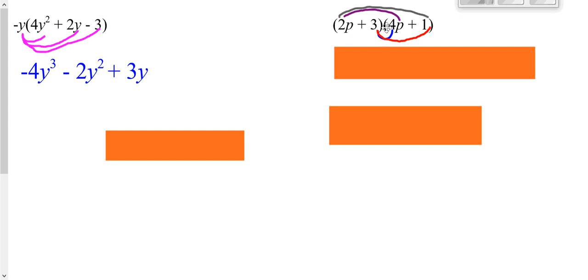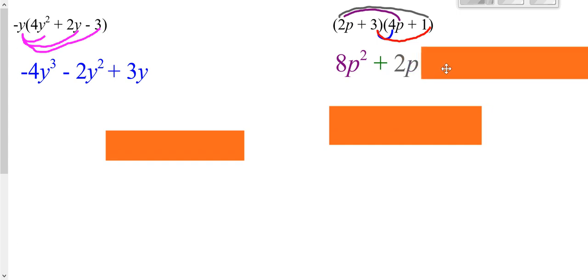Here we have two terms times two terms, meaning a binomial times a binomial. So to work that out, we need to refer to what a lot of people say is FOIL. You multiply the first terms together. 2p times 4p is 8p squared. Then we do the outer terms. 2p times the 1, positive 2p.